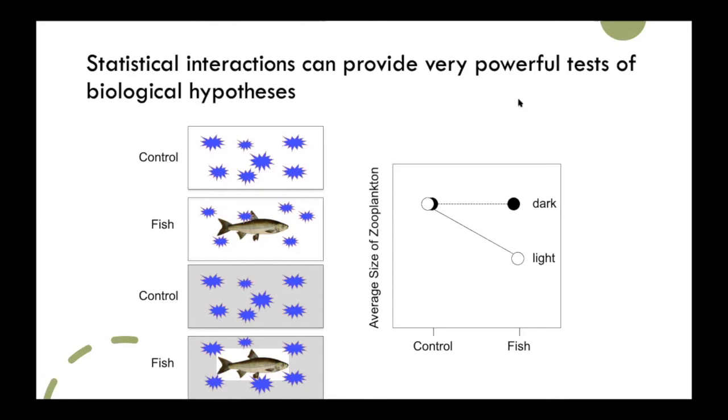So in this case, we predict no effect of the presence of fish in darkness, but for the average size of zooplankton after 3 days to be smaller in the presence of fish when the fish are able to see. So in this case, we can use a factorial design and a statistical interaction to more directly test our hypothesized mechanism to get at our biological hypothesis more explicitly.